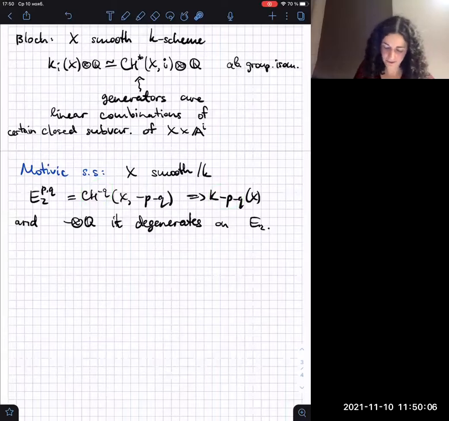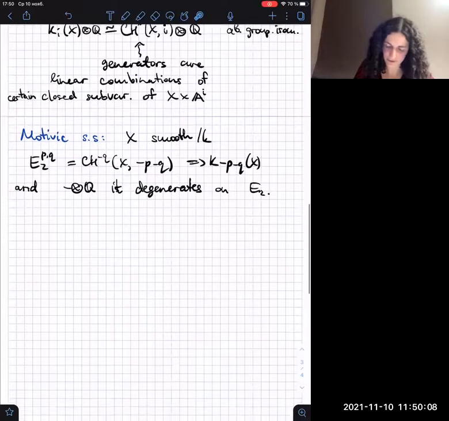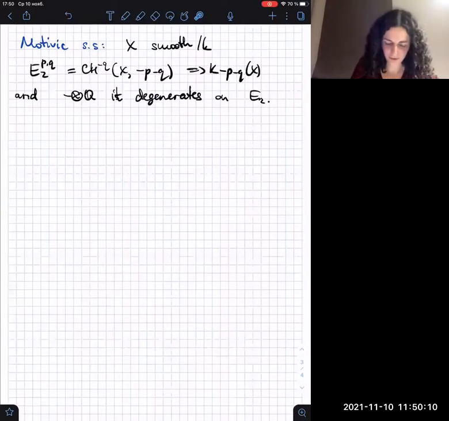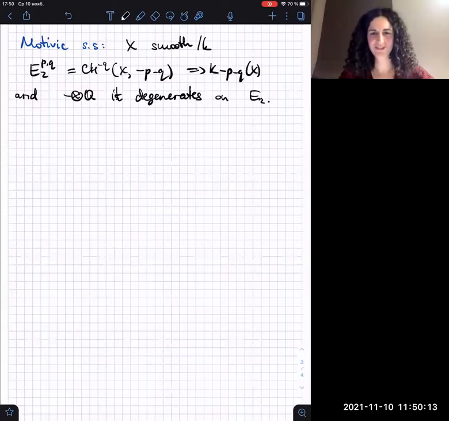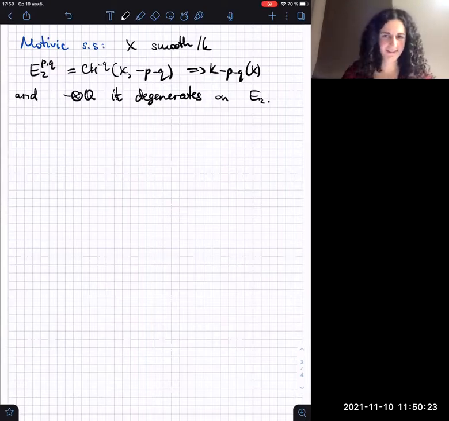And this all works for smooth schemes. For singular schemes, it's an open problem, quite a big problem. Many people are trying to figure out how to work with singular schemes. But that's the classical story. And if there are no more questions, I will get to twisted K theory.